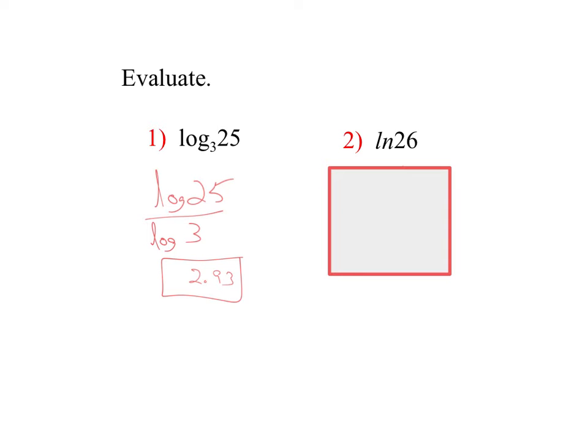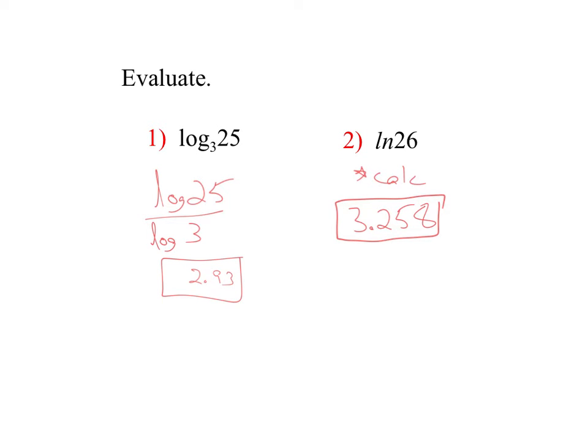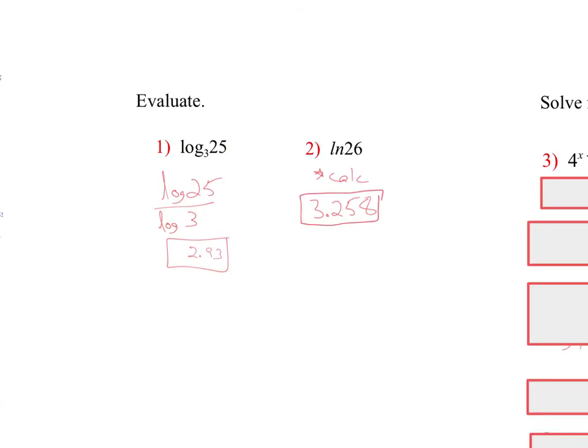Number 2, the natural log of 26. There's really no thinking behind this one. You just go straight to your calculator, press the LN button, and it spits it out. But basically that's saying e, the exponential base, e to what power gives you 26? That would be 3.258.